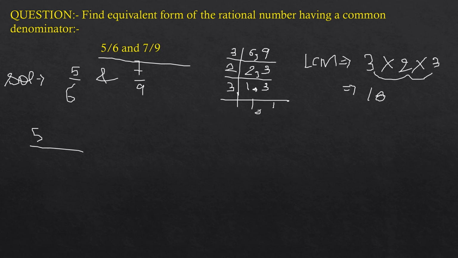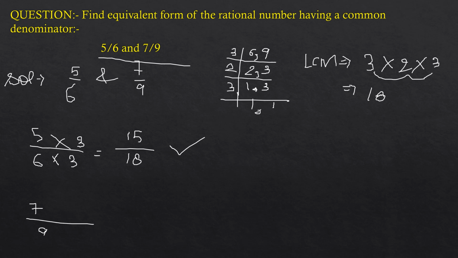So if we have 5 by 6, what should we multiply 6 by to get 18? We have to make the common denominator. We have to multiply by 3 to get 18. We will multiply the numerator by the same integer again. 5 into 3 gives us 15. Therefore, 15 by 18 is the first one. The second rational number we are given is 7 by 9. What should be multiplied by 9 to get 18? Common denominator means same denominator. It should be multiplied by 2 to get 18. So if we multiply the denominator by 2, we multiply the numerator by 2 again. 7 into 2 gives us 14.